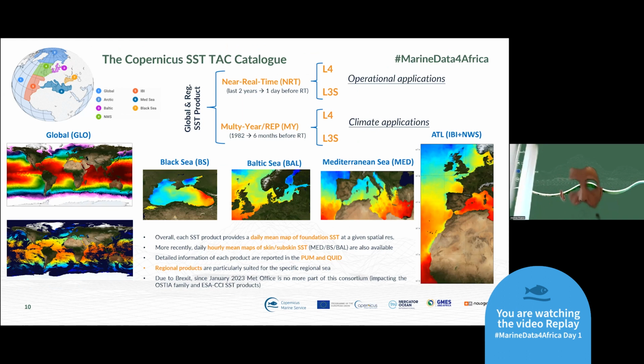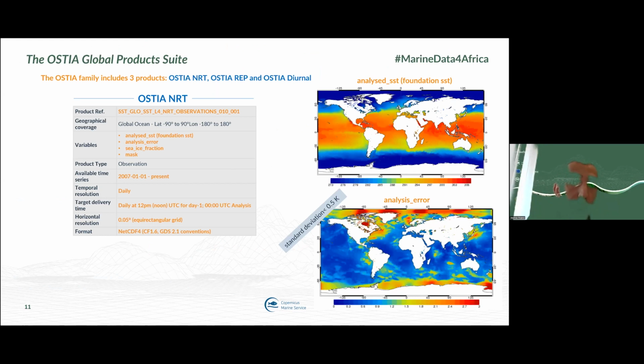Now a few examples of the main global products. Let me start with the OSTIA global product suite. OSTIA is one of the main and widely known global products. It currently includes three products: OSTIA Near Real Time, OSTIA REP, and OSTIA Diurnal. OSTIA Near Real Time provides daily global level 4, or gap-free, maps of the foundation SST at 5 kilometer resolution, covering the period from 2007 up to present.